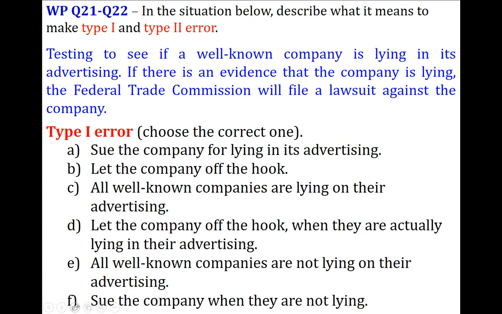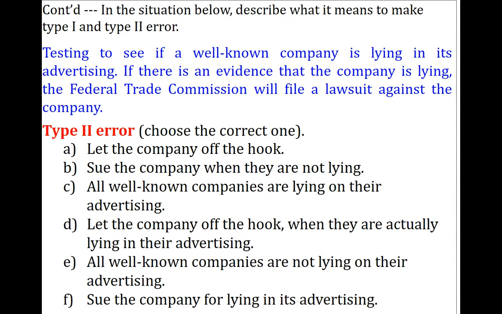A type 2 would be for us to do what it said in letter F. They are not lying. That's the true null. But we act on that and we believe in a lie.